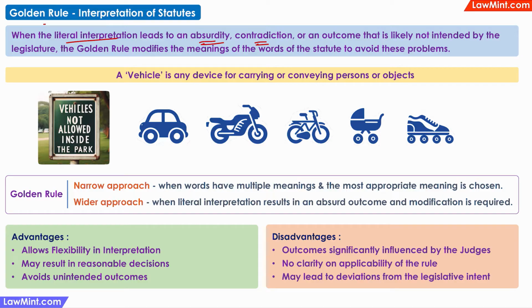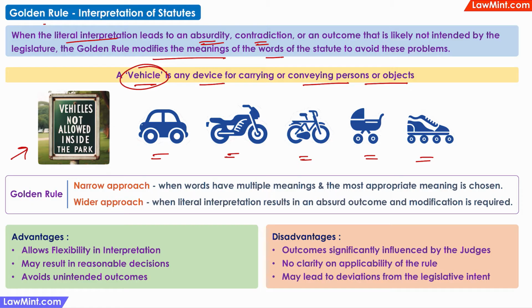The golden rule is where the judge will modify the meaning of the words in the statute to make the statute more practical and enforceable. For example, if there is a law which says that vehicles are not allowed inside a park, the word vehicle can refer to any device that is used for carrying or conveying persons or objects. So technically, not only cars or motor vehicles, but even bicycles, prams and roller skates are called vehicles.